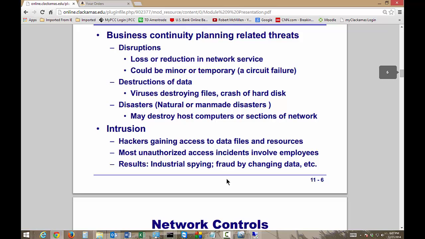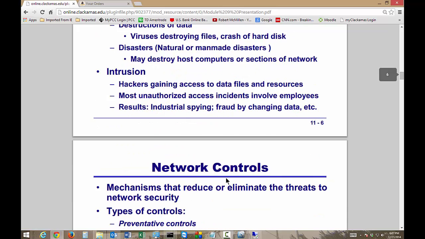And then, of course, you have intrusion by hackers gaining access. Unauthorized access incidents involve employees most of the time. The results: industrial spying, fraud by changing data, etc. So a lot of times, people who are no longer with a company will take password information that they've gained and sell that to hackers or use it to hack into their old company themselves.